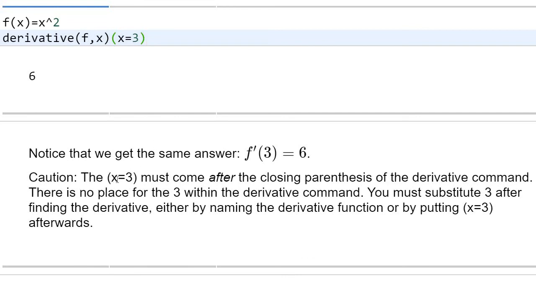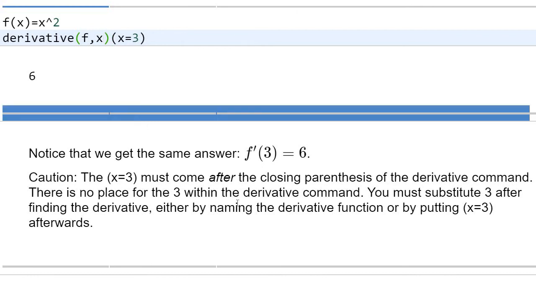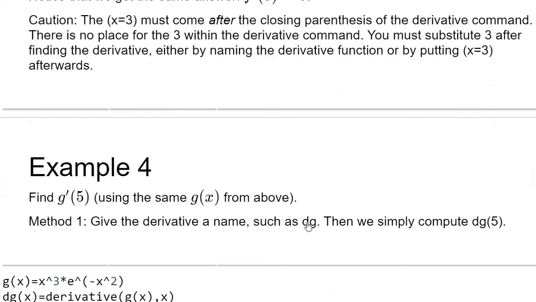Be careful, this x equals 3 in parentheses needs to come after the derivative command. So right here, the derivative command begins, derivative parentheses, all this stuff goes into the derivative command, and here the derivative command ends. Don't put this x equals 3 inside the derivative command. There's no place for this 3 in there. You put a 3 inside there, you get something else. We'll see later on what that is.